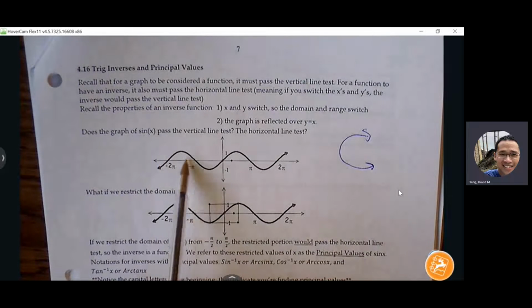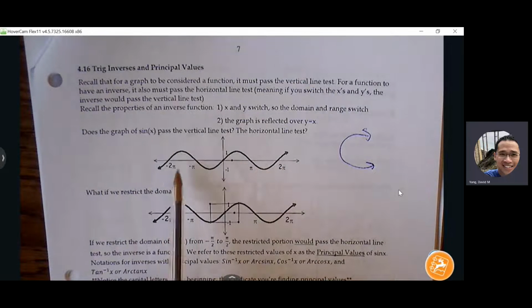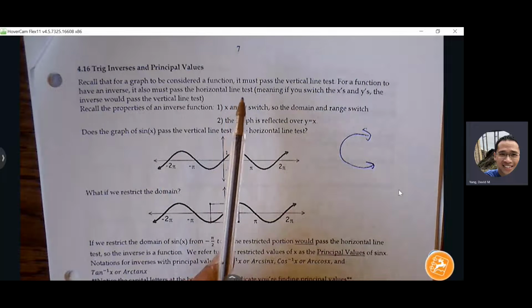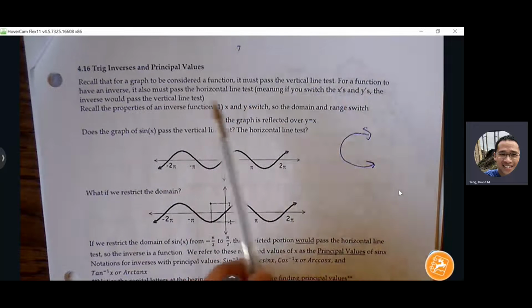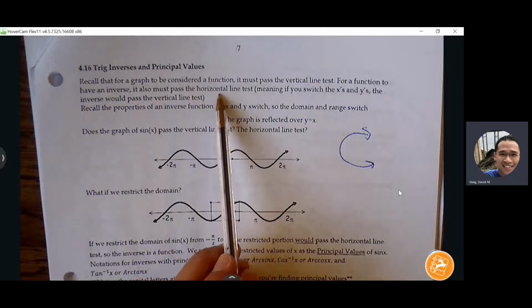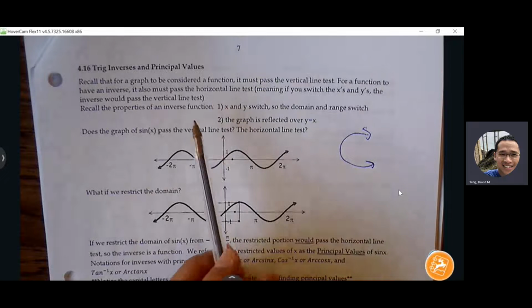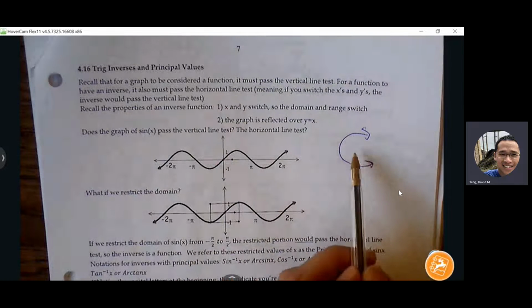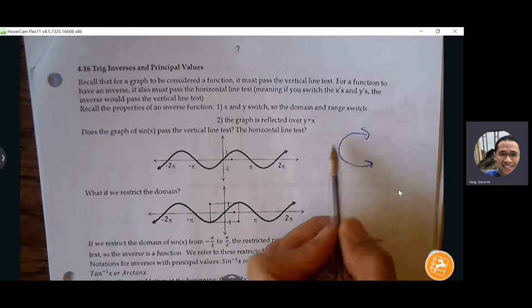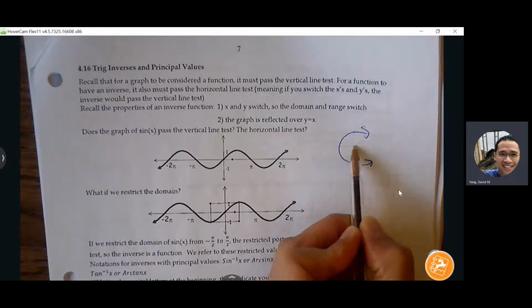So we can tell that here, this is a function because no matter where I draw a vertical line, I'm never going to touch more than one point on the graph. Okay. Now, for a function to have an inverse, it must pass the horizontal line test. So what that means is this would have an inverse that's a function because it passes the horizontal line test.